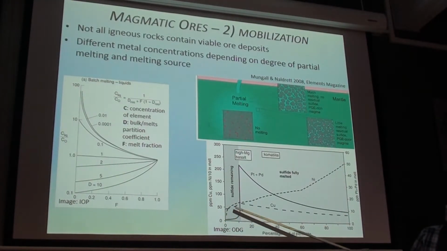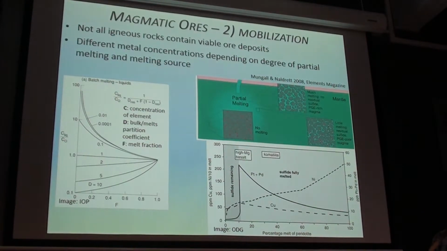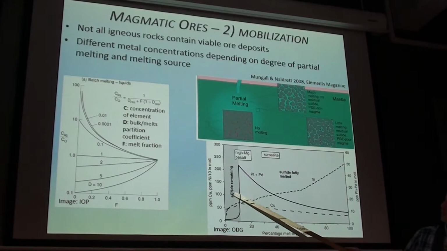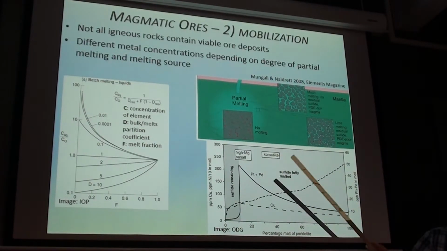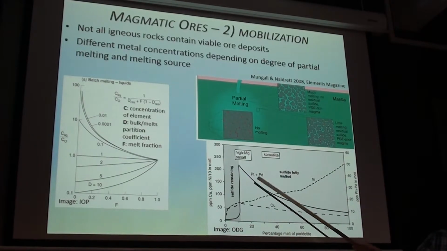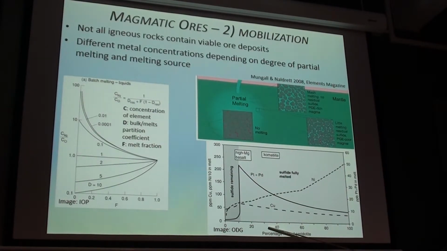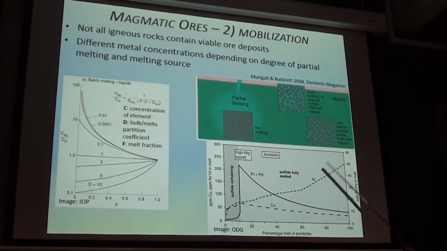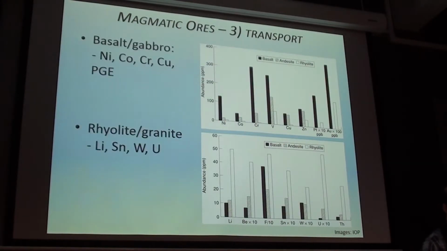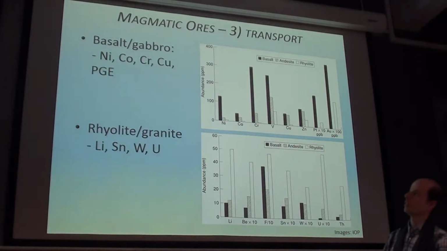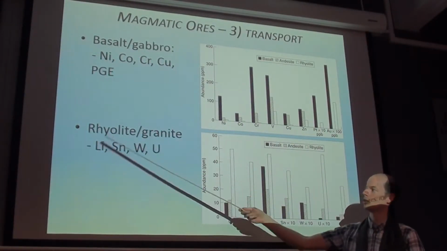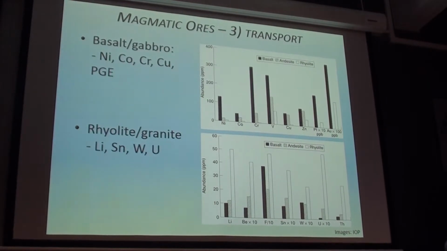And this is represented here with, for instance, the platinum group element metals that are enriched due to the melting of sulfides in the mantle, and after that they are just diluted as you increase the degree of melting. Whereas if we are interested in nickel, we need to melt more and more of the mantle in order to enrich nickel in the resulting magma. Transport in magmatic ore deposits is by magma, really. And depending on the composition of these magmas, we have different metal associations related to the resulting deposits.